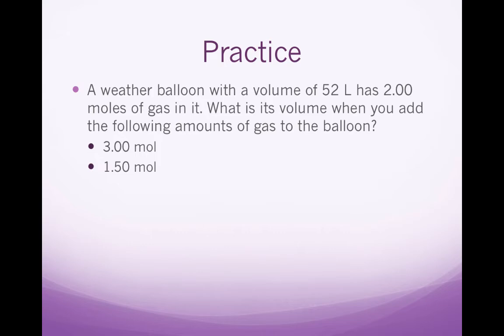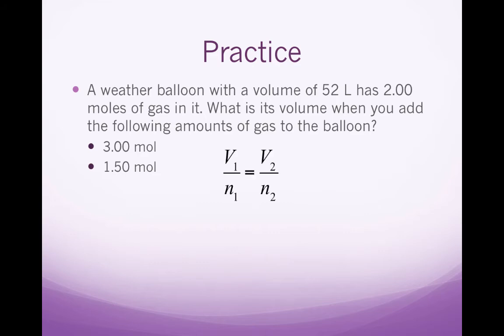So let's look at a practice. A weather balloon with a volume of 52 liters has 2 moles of gas in it. What is its volume when you add the following amounts of gas to the balloon? We expect that if we're adding gas, we're increasing the number of moles, so our volume should increase too. One thing to note when you read these problems, make sure you read them carefully. The question says, what is its volume when you add the following amounts of gas to the balloon? Not when you have these final amounts of gas in the balloon, which means our final number of moles is going to be 2 plus the amount we add, so 3 or 1.5.